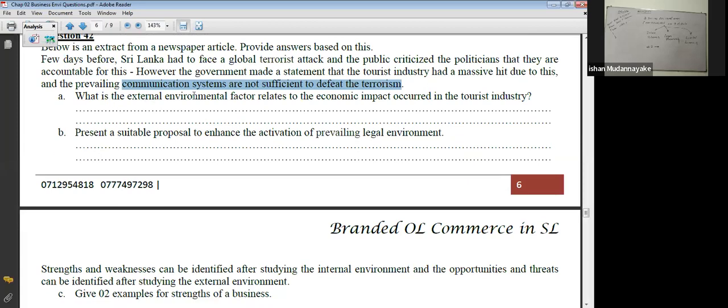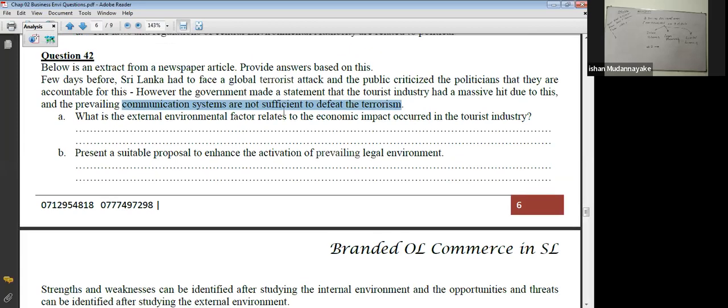A: What is the external environmental factor related to the economic impact that occurred in the tourist industry? What's the answer? You can send answers to the host.